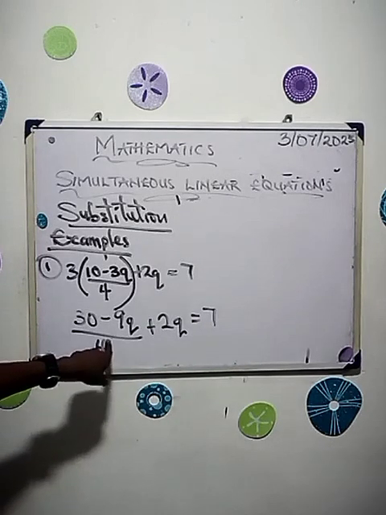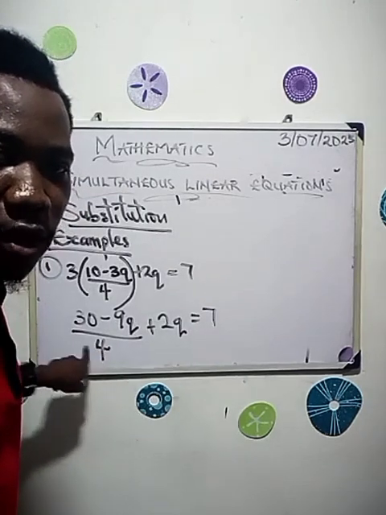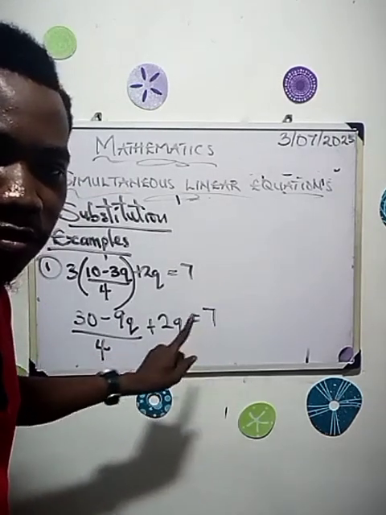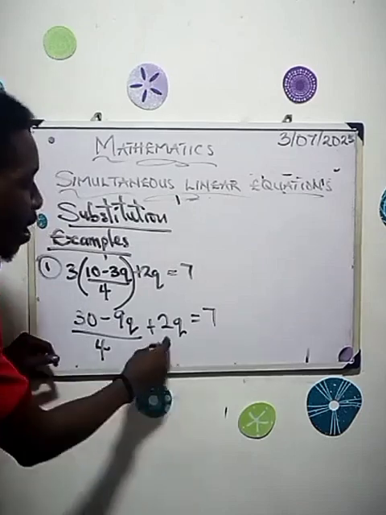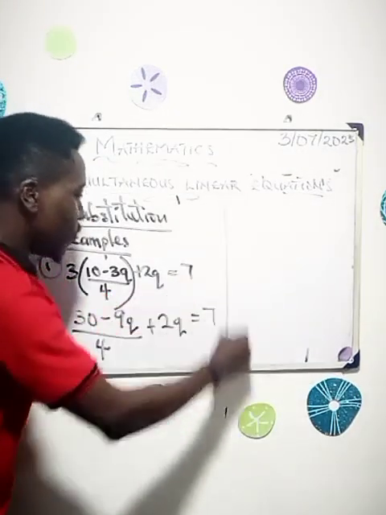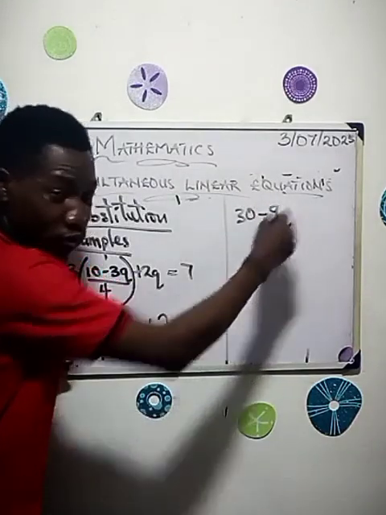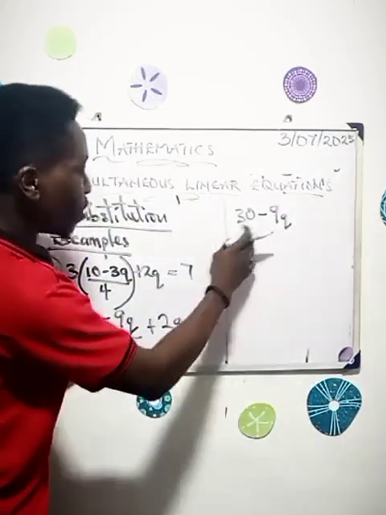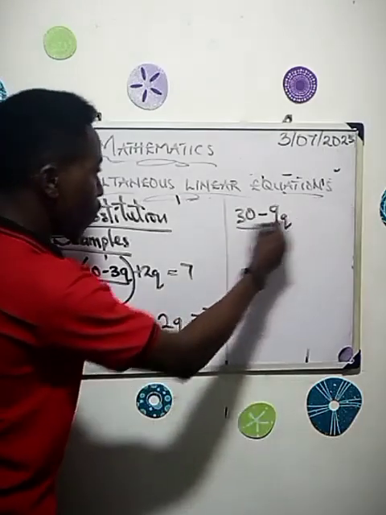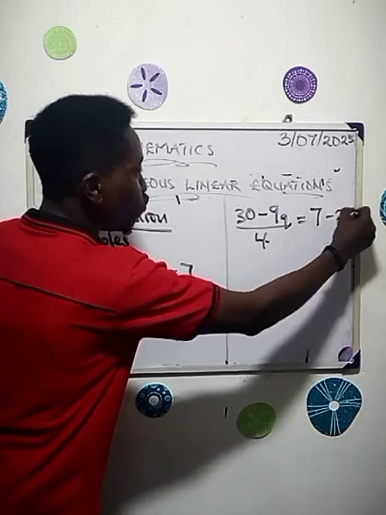Now what's the next thing? I want to try to eliminate this fraction that I have here. Now how do I go about doing this? There are 2 ways. Either I first subtract 2q from both sides and it will give me 30 minus 9q over 4 equals 7 minus 2q. I want to show us a faster way.